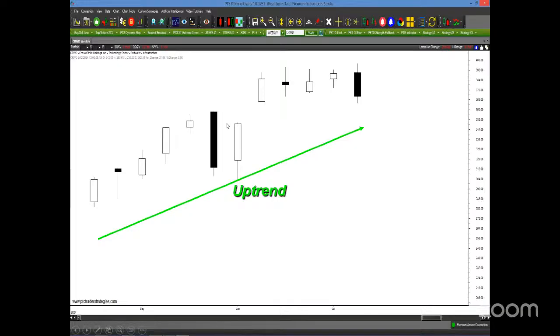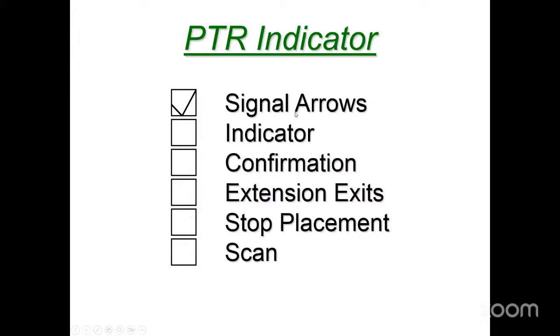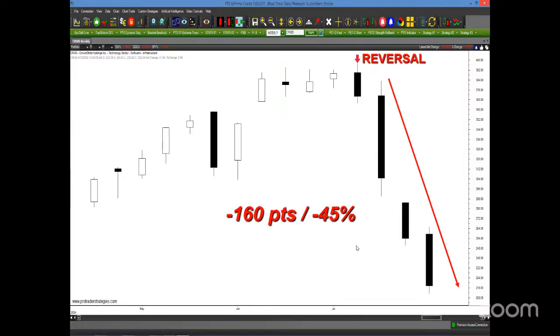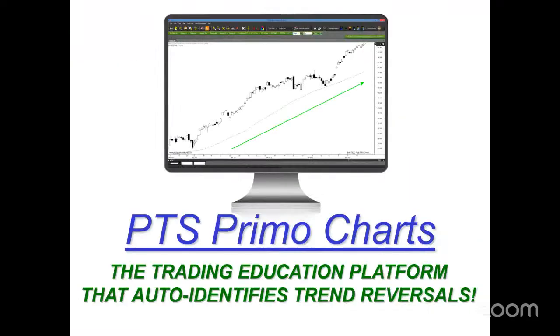So the way we do that in an uptrend is, once again, click on the PTR, click on signal arrows, and if the requirements are met, you will find a red arrow telling you that a trend reversal is about to take place. And as you can see, it was generated right here. This was just the first week of this month, and look what happened. The stock fell 160 points, or 45% of its value. Now remember, everything you just saw was generated using our platform, the PTS Primo charting platform, which really makes identifying trend reversals extremely simple because everything is one click away.